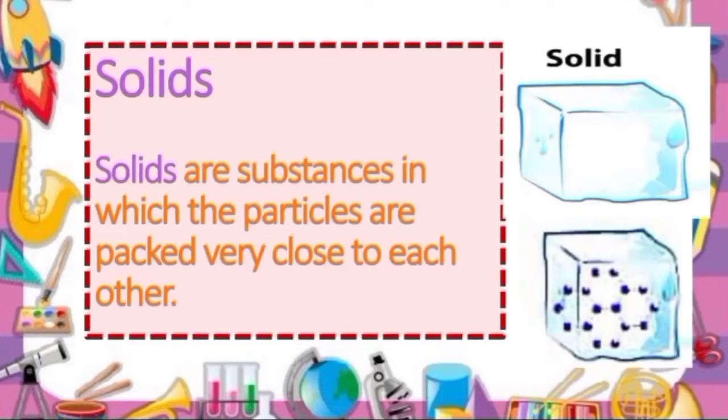In solids, particles are tightly or closely packed. The gaps between the particles are tiny, and hence it is tough to compress them. Solid has a fixed shape and volume. Solids are substances in which the particles are packed very close to each other. Solids are usually hard and have a fixed shape. Pencil, book, chair and marbles are examples of solids.